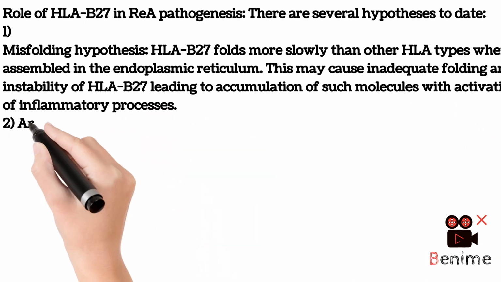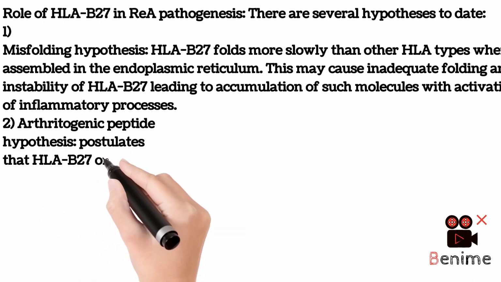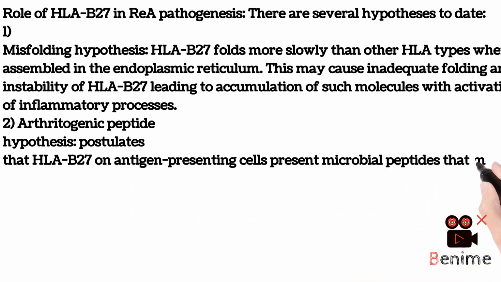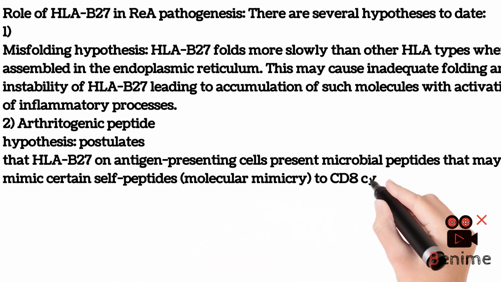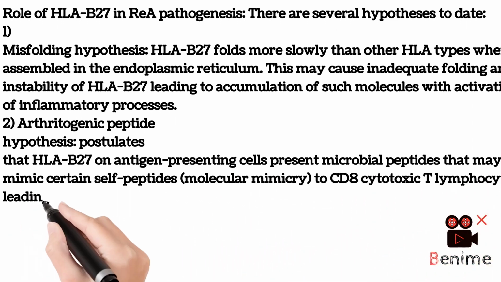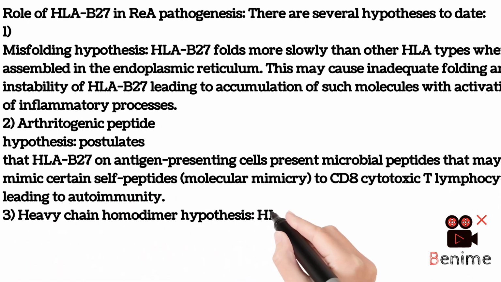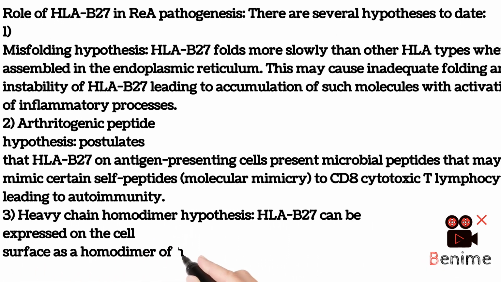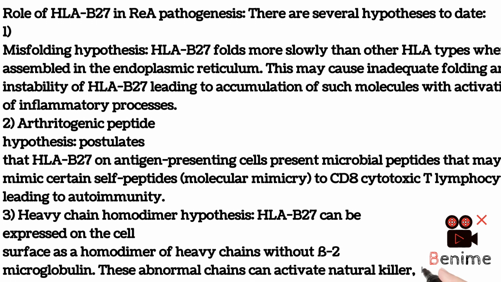2. Arthritogenic peptide hypothesis postulates that HLA-B27 on antigen-presenting cells present microbial peptides that may mimic certain self-peptides, molecular mimicry, to CD8 cytotoxic T lymphocytes, leading to autoimmunity. 3. Heavy chain homodimer hypothesis. HLA-B27 can be expressed on the cell surface as a homodimer of heavy chains without beta-2 microglobulin. These abnormal chains can activate natural killer T and B cells.